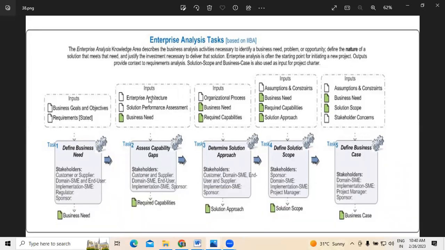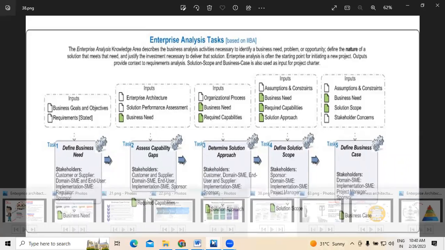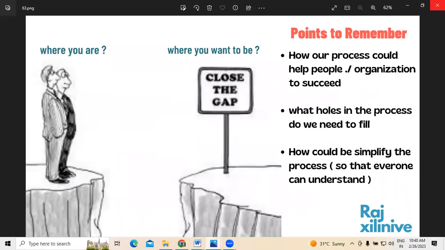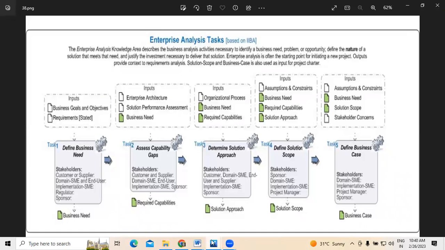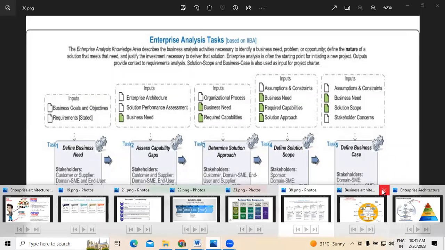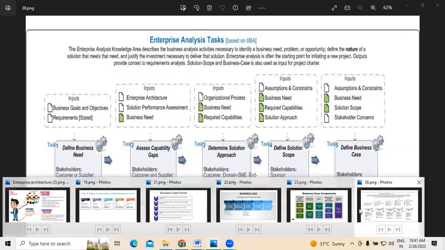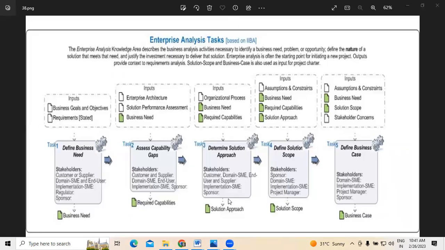So this is what comes under enterprise analysis. Is it clear, or any questions in this regard? Is there anything you'd like to ask? Anyone? Anything you'd like to ask in this regard?